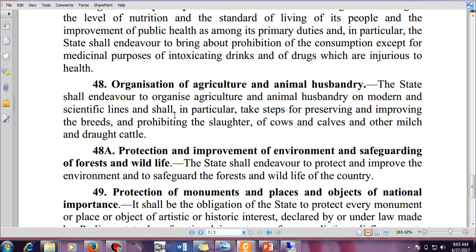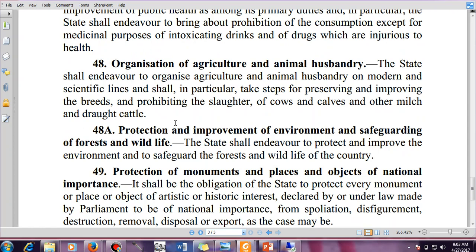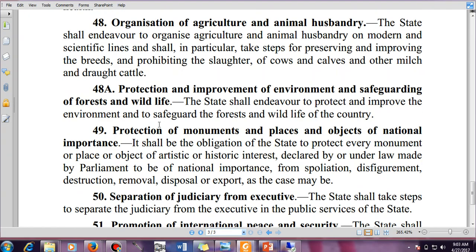Article 48A says protection and improvement of environment and safeguarding of forest and wildlife. This is quite natural. Article 49 says about protection of monuments and places and objects of national importance. So the thing is, we have several heritage buildings, monuments, everything, and we should protect them. We should have proper law in order to protect them. We have to take care of the pollution level and everything that is given by the constitution.